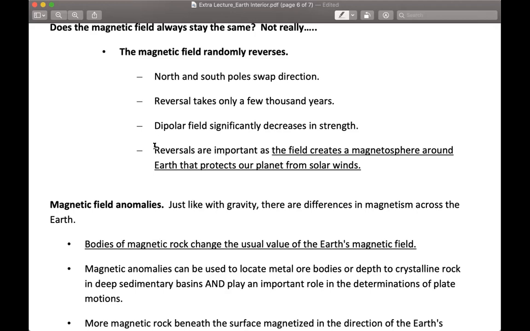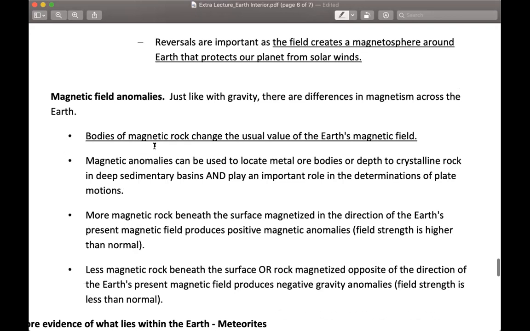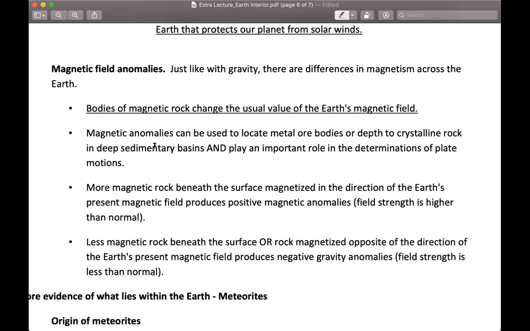But after some hundreds of years, if you hold your bar magnet, it might have rotated to the opposite direction. That means the Earth's magnetic field changes, right? Of course, it's not within the lifespan of a person, but it takes a long time for that change, that magnetic reversal. We call it reversal of magnetic field anomalies, right?